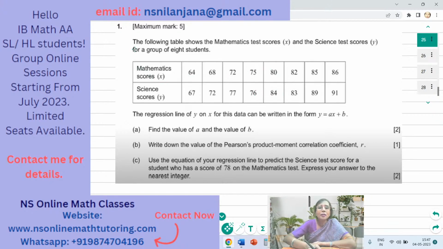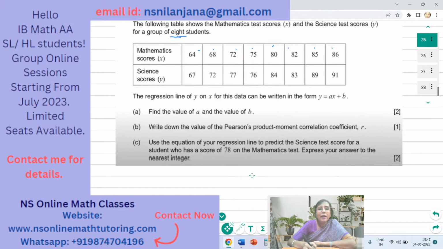Okay, so the first question of this paper contains 5 marks. The following table shows the mathematics test scores X and the science test scores Y. The first row represents the mathematics scores X and the second row represents the science scores Y, for a group of 8 students. There are 8 columns, 1, 2, 3, 4, 5, 6, 7, 8.